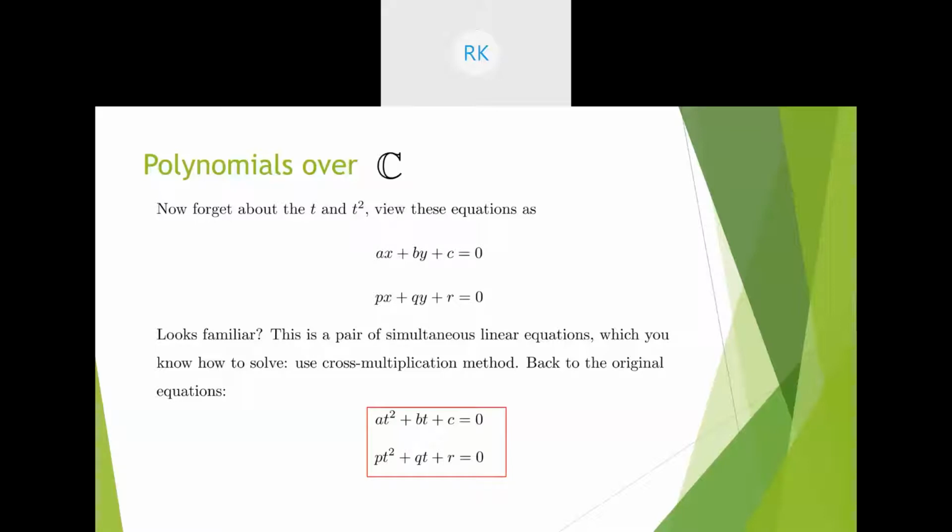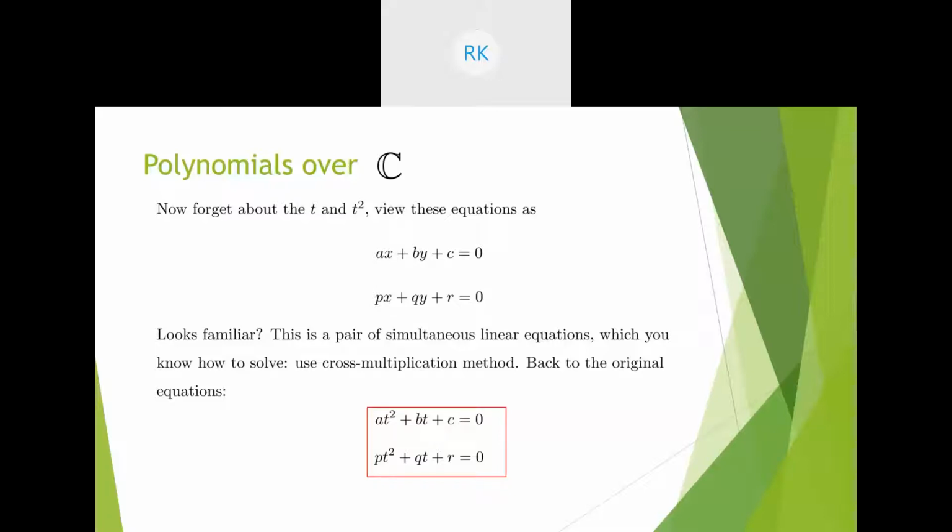Okay, so I'm going to give you the answer. Basically, what you get from the first equation is A by P equal to C by R. And from the third equation, you get C by R equal to B by Q. So basically, A by P equal to B by Q equal to C by R. If you let all of these quantities be equal to some K, then you get A equal to Pk, B equal to Qk, and C equal to Rk.